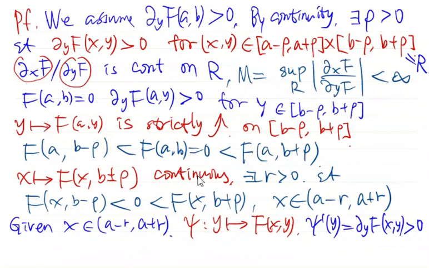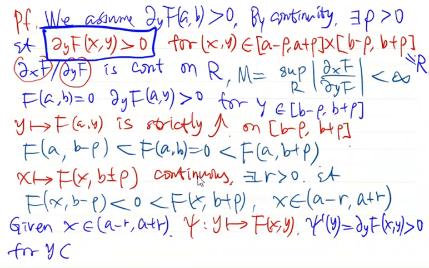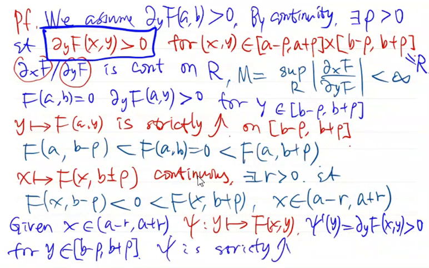Okay, because our partial derivative is positive in the rectangle centering at (a, b), which has side length 2 rho here. Here, the partial derivative is positive on the rectangle R. So fix x and let y change. So this is positive for y in the interval b minus rho, b plus rho. So this psi is strictly increasing.